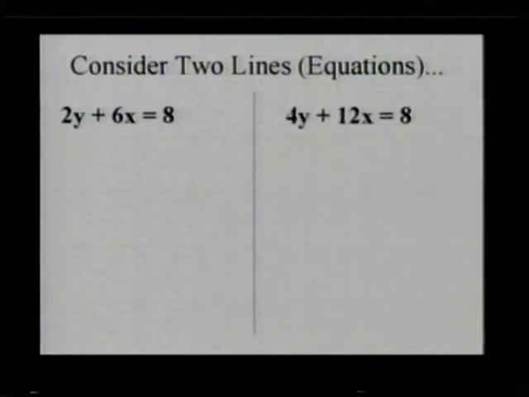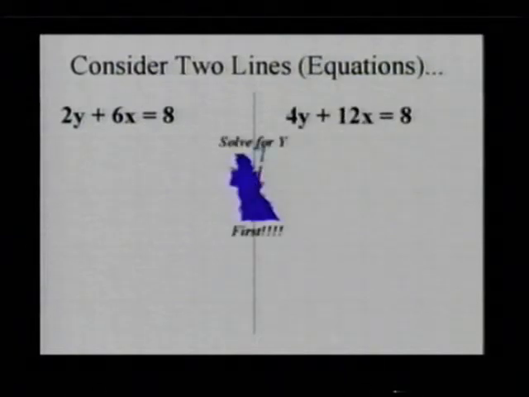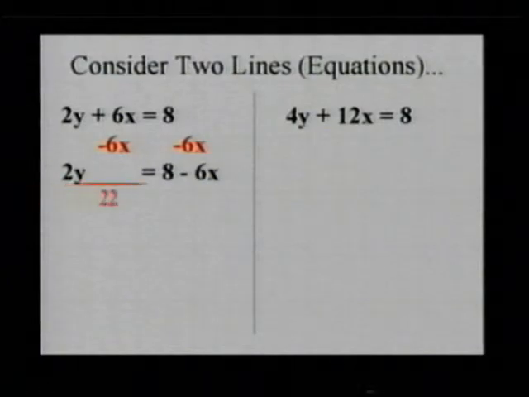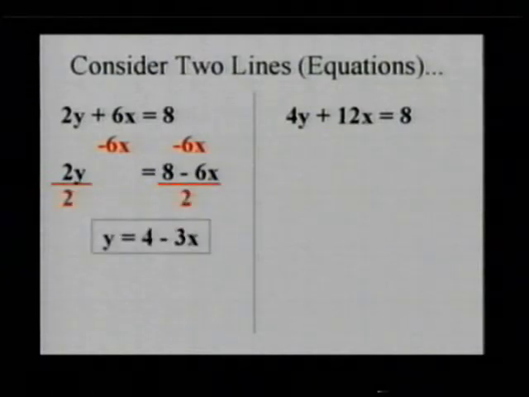wait a minute. We can't tell anything until we solve for y. Let's do the first one. We'll do them one at a time, okay? Subtract a 6x from both sides. Let's see. Divide both sides by 2. Okay, there's that equation. Now, sometimes we are super solve for y machines.